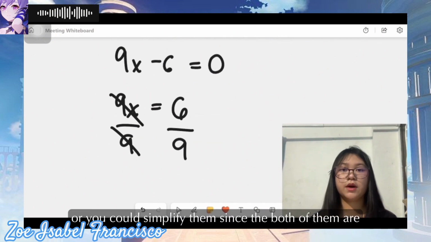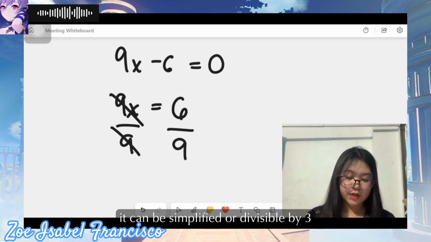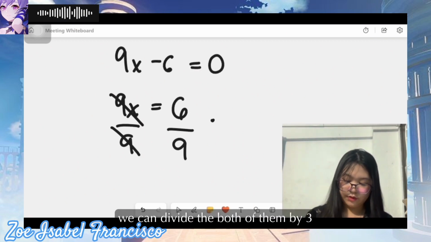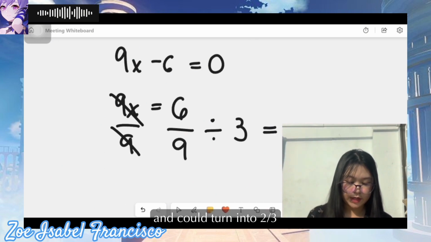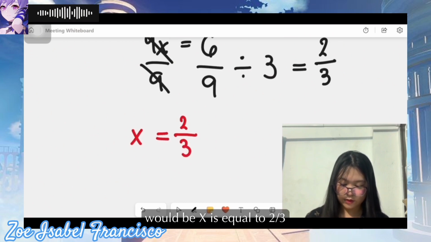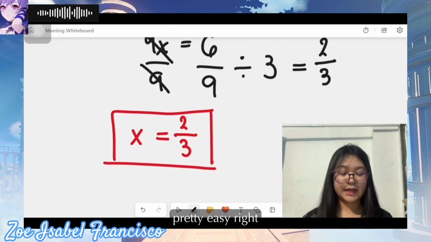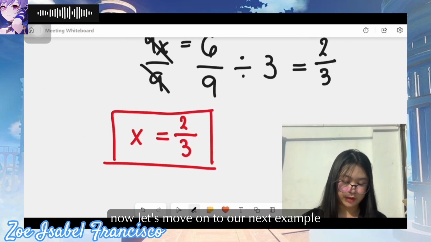Since both of them are divisible by 3, we can divide both of them by 3 and it turns into 2/3, which then our answer would be x is equal to 2/3. Pretty easy, right? Now, let's move on to our next example.